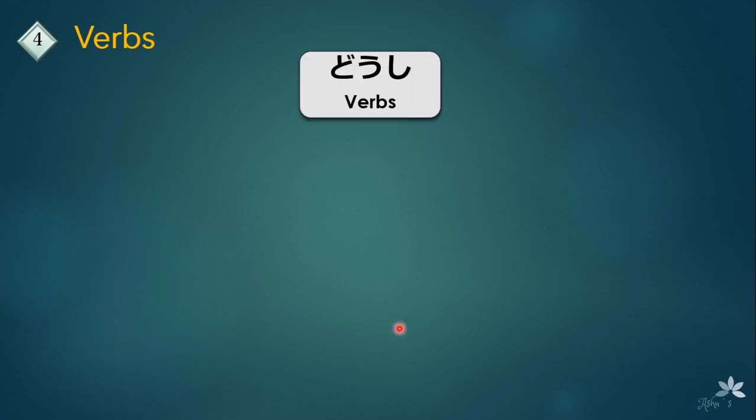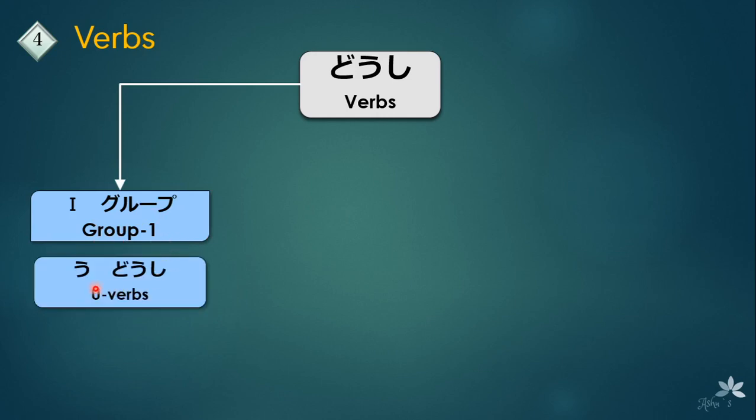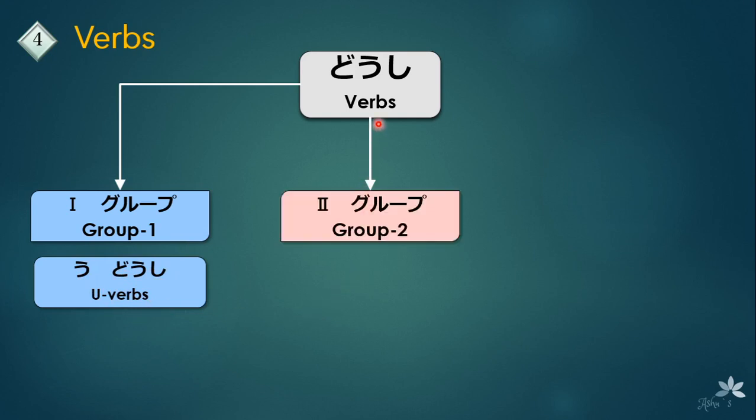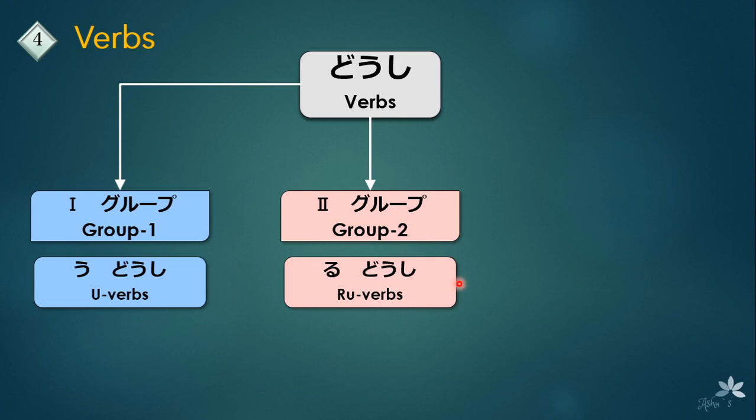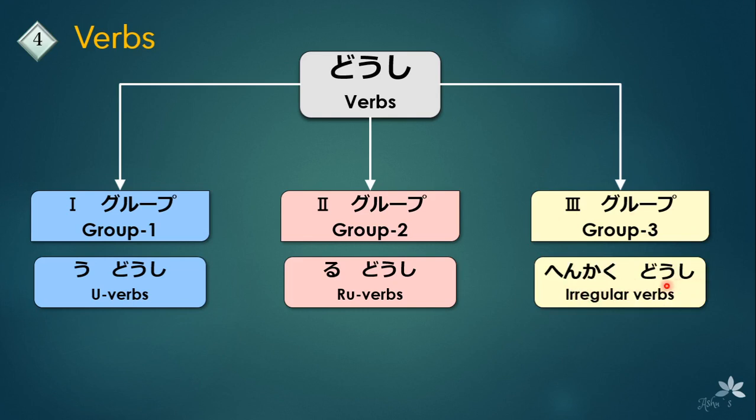Verbs are called doushi. The verbs in Japanese are classified into 3 groups. Ichi guruupu, the group 1 verbs, are also called u-doushi, u verbs. Secondly, ni guruupu, group 2 verbs, are also called ru-doushi, ru verbs. And san guruupu, group 3 verbs, are also called henkaku doushi, that is irregular verbs.